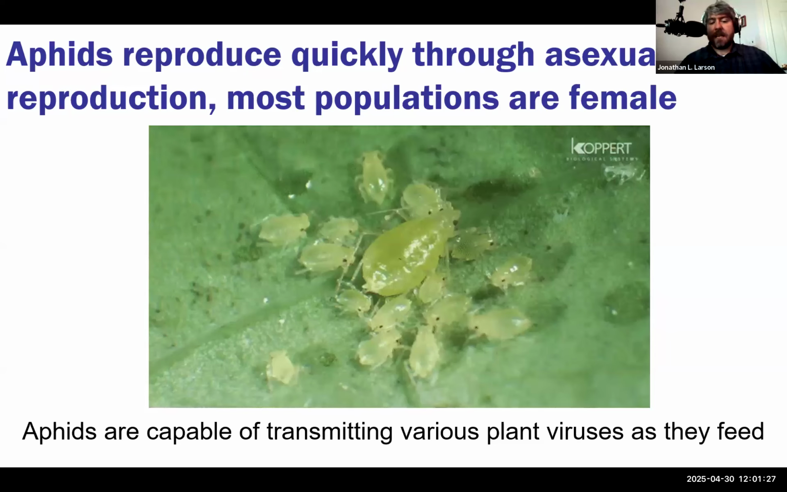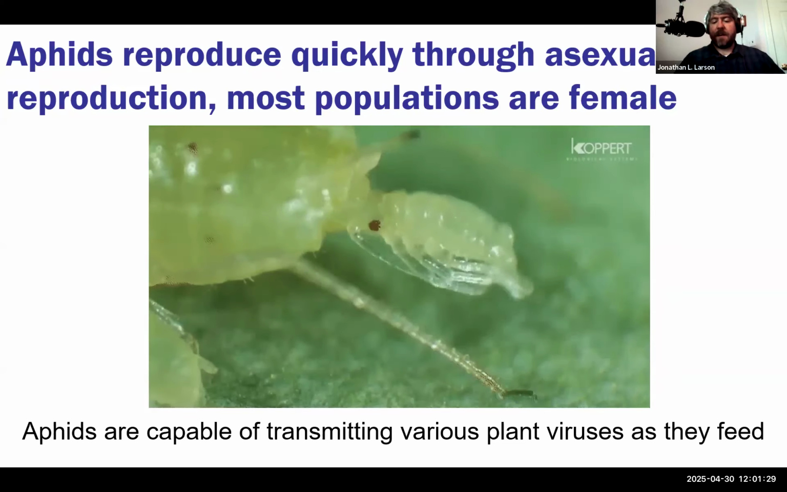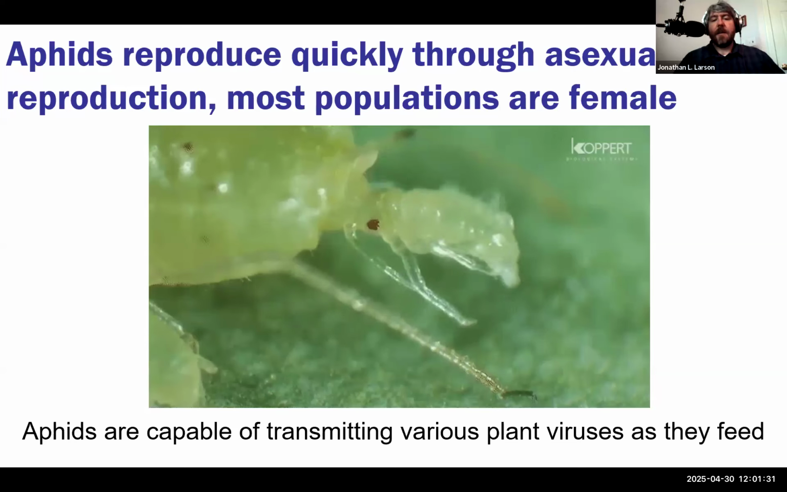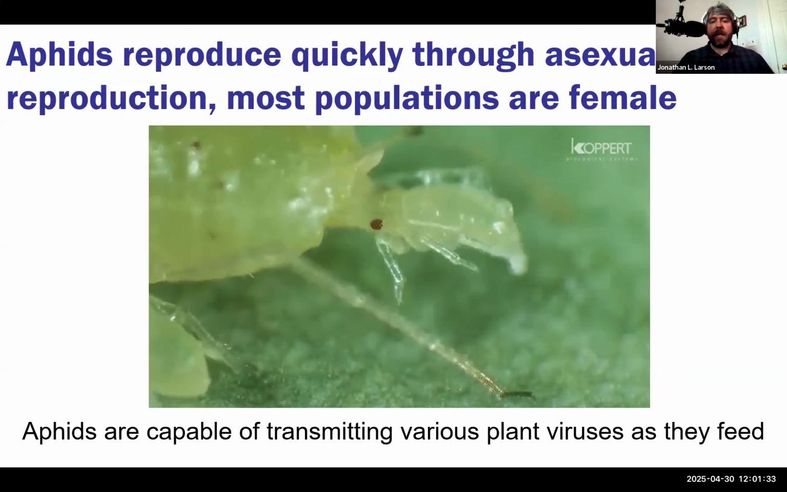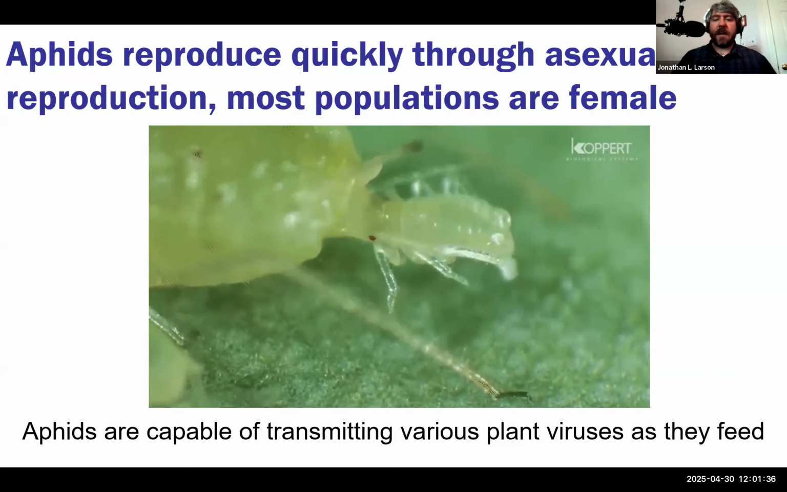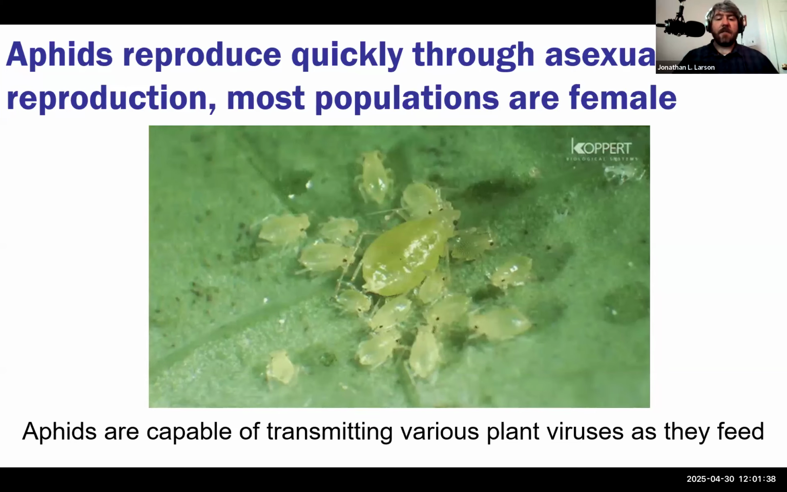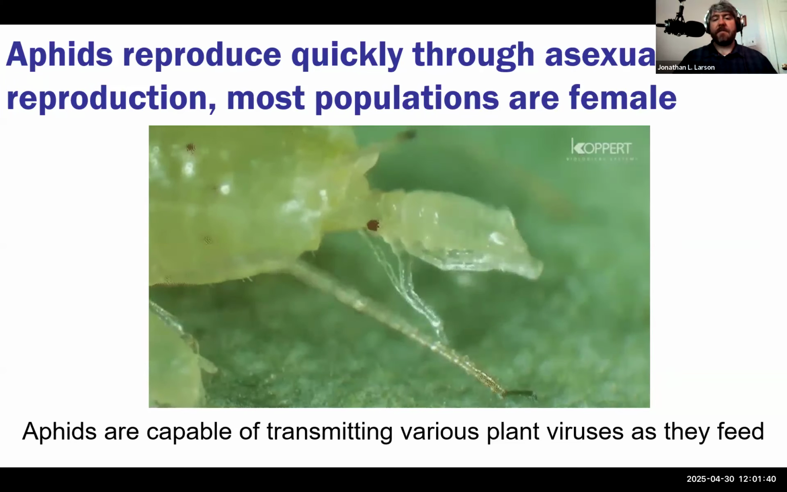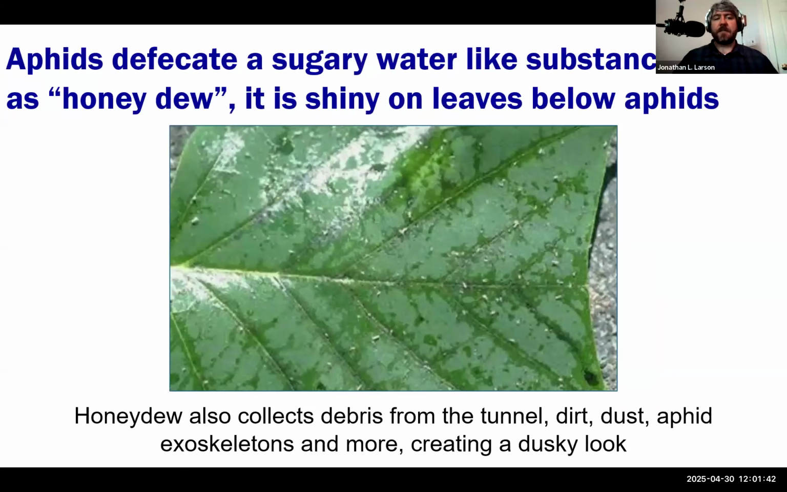So aphids cause direct damage. They're also capable of transmitting various plant viruses as they feed because they're feeding on the sap of the plant. They can pick up bacteria and viruses from one plant, and if they end up moving to another nearby plant, they can vector those pathogens to the next plant.